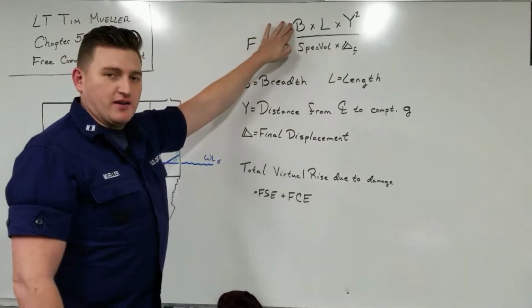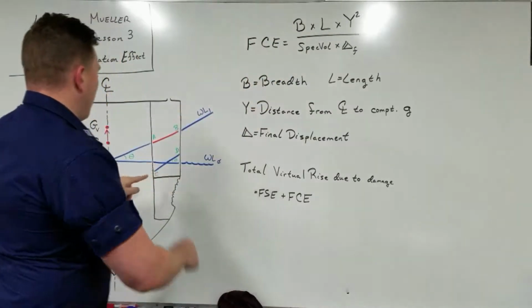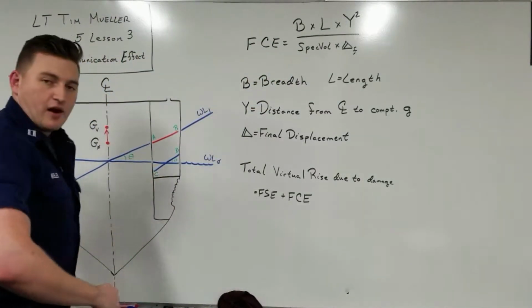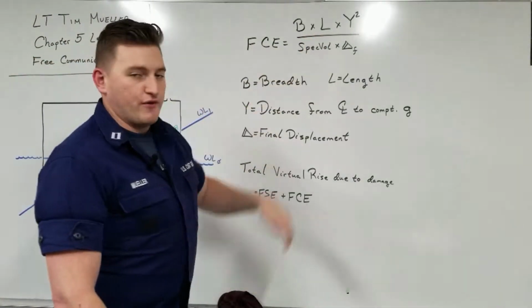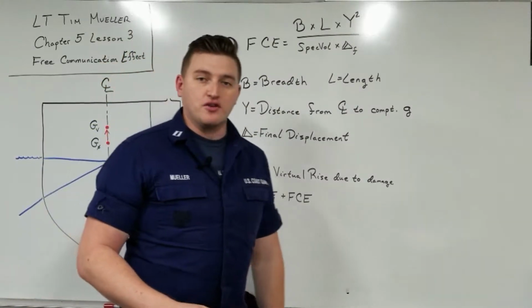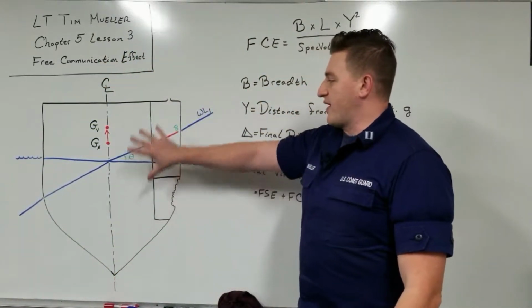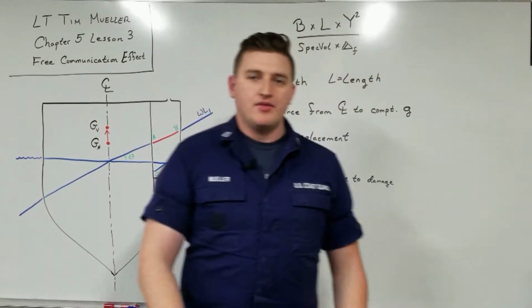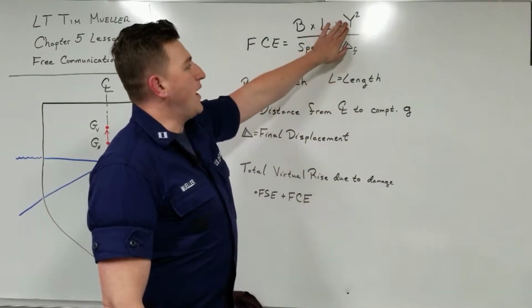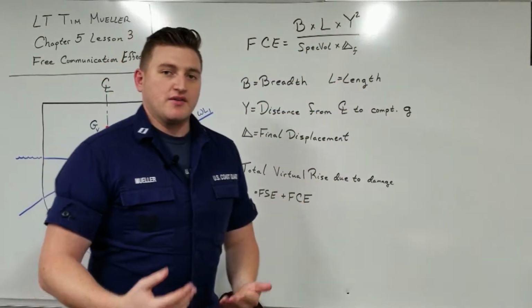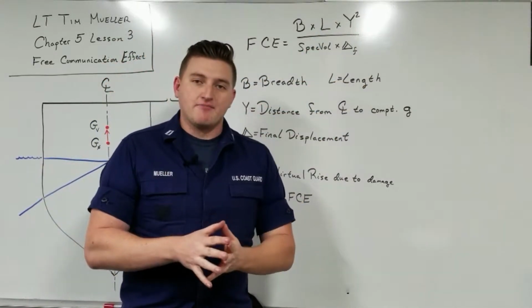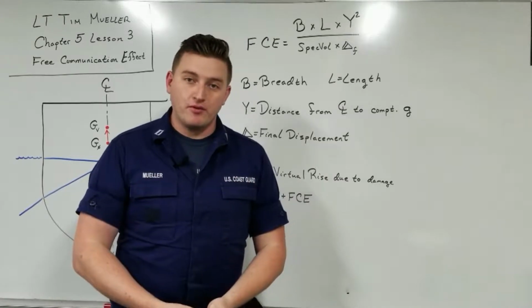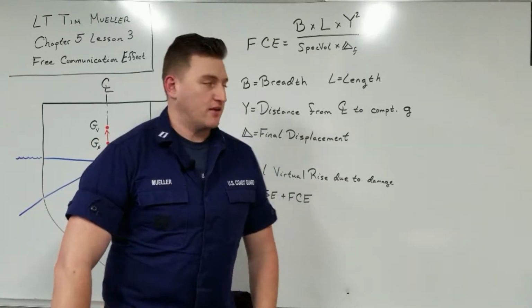We've already seen B in the free surface effect. That is the width of the flooding. L, we've already seen as well. That's the longitudinal length, so if we had this perspective, the length out of the board or into the board in that direction. The new term is this Y, and it's Y squared. So it has the highest exponent in the term, which means it's the most important. So we better find out exactly what it means.